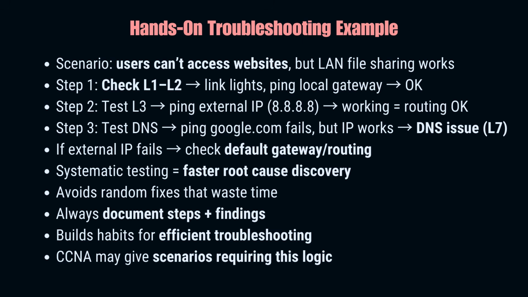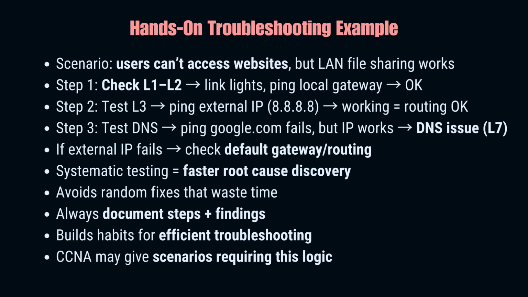Let's walk through a real scenario. Users report they can't access websites, but internal file sharing works just fine. First, check physical and data link layers. Are link lights on? Can we ping the local gateway? If yes, those layers are working. Next, test network layer. Can we ping 8.8.8.8, Google's DNS? If this works, routing is functional.